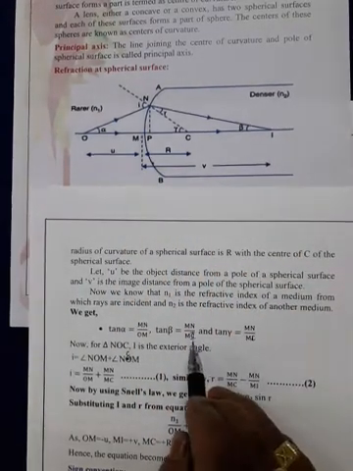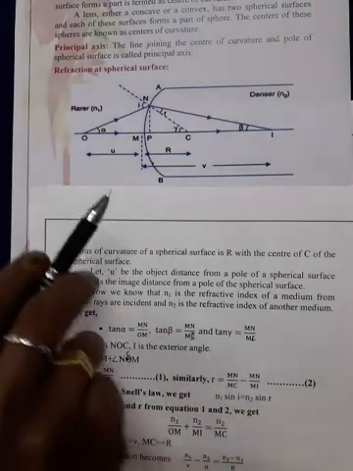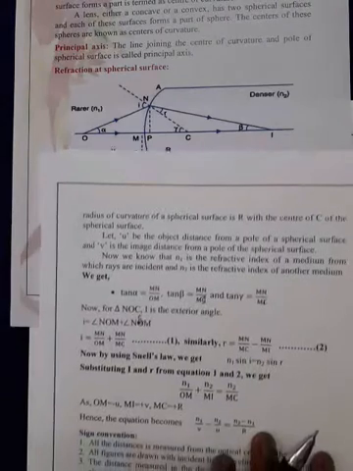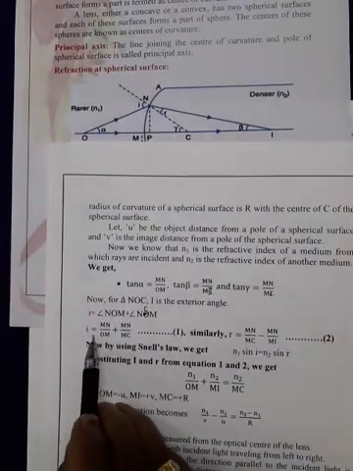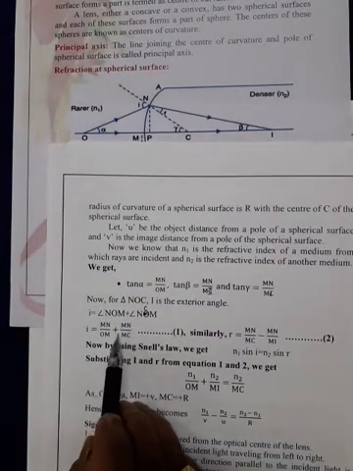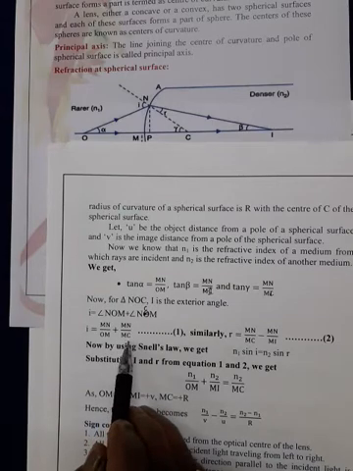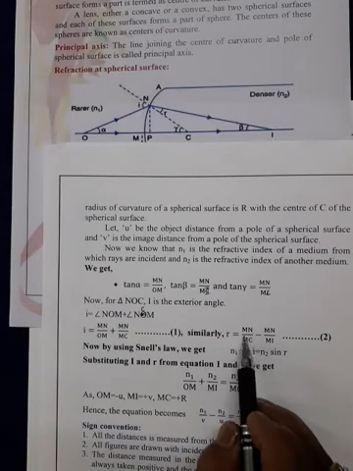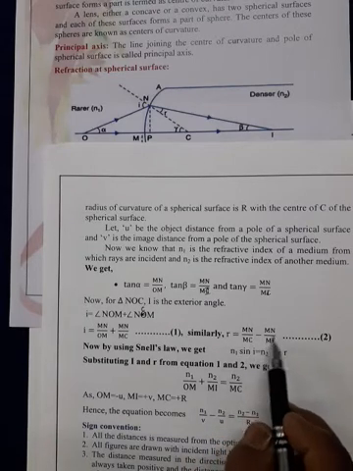There is a small correction here. Then tan of gamma is nothing but Mn by Mc. Now here I can say i is equal to Mn by Om plus Mn by Mc, and r is nothing but Mn by Mc minus Mn by Mi.